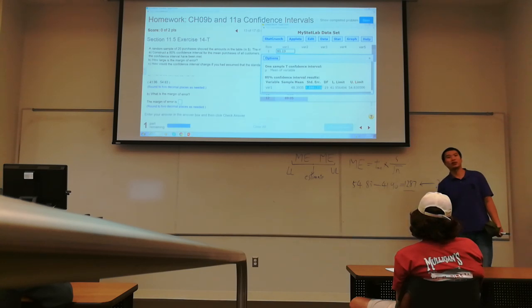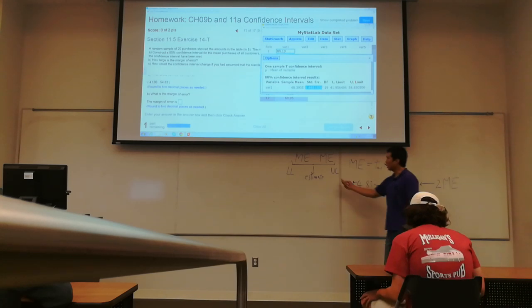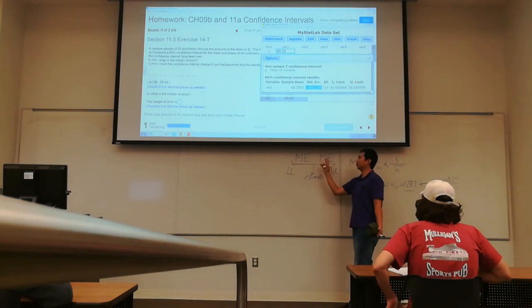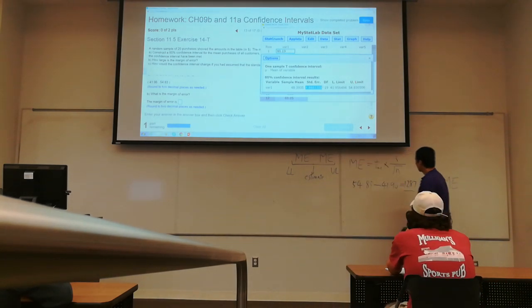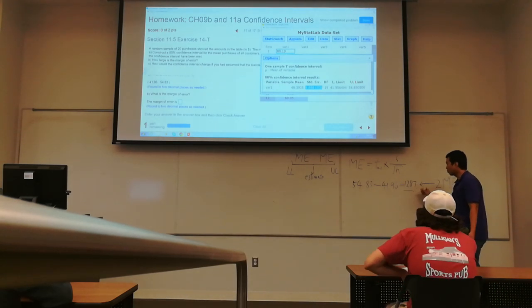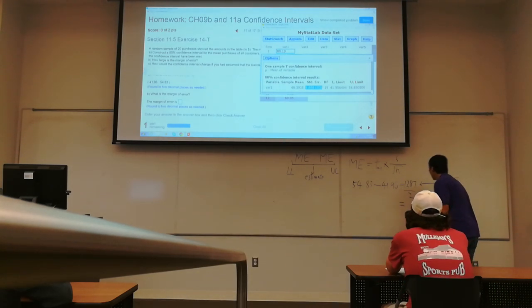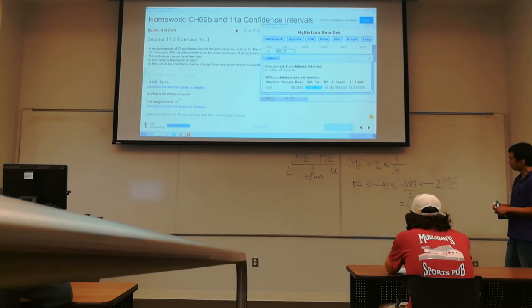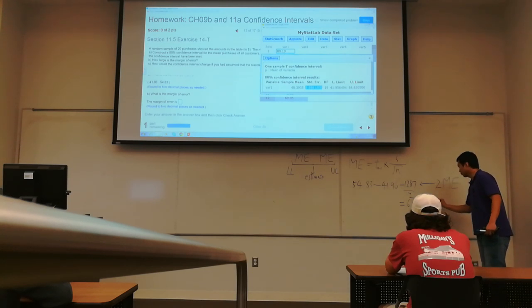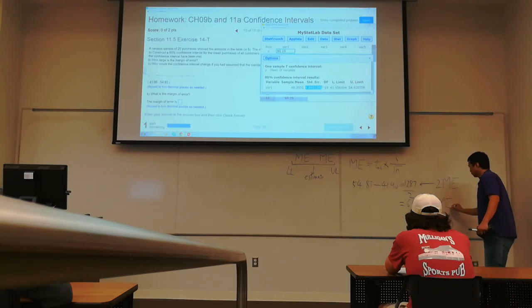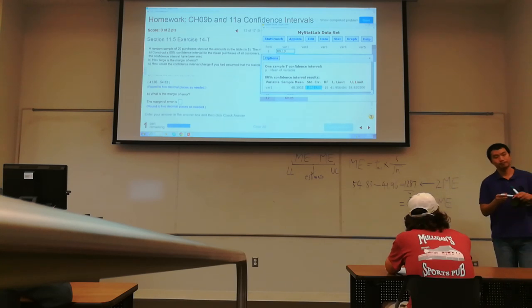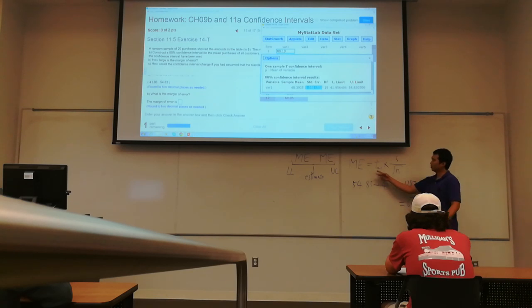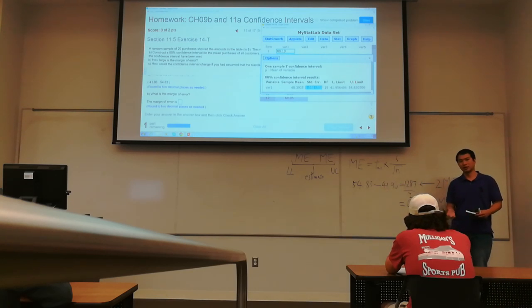So that's two margins of error, right? Upper limit, lower limit, we have two margins of error. Then if you divide this number by 2, that will give us the margin of error. So that will be 6.435. So that's the margin of error. You don't have to calculate the critical value.